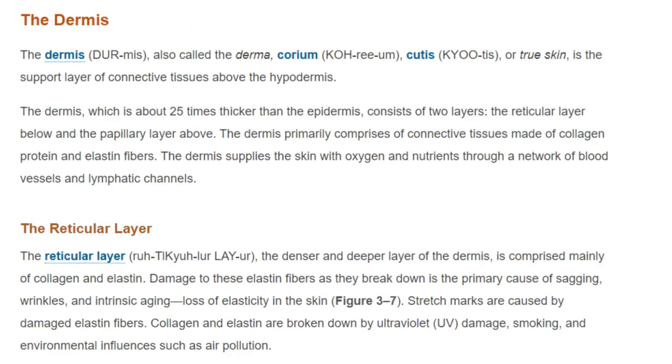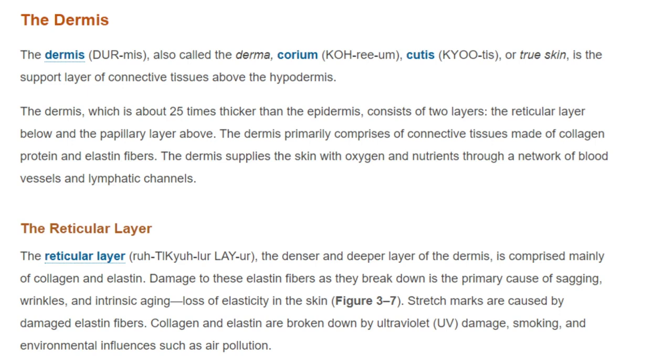The dermis. The dermis, also called the derma, corium, cutis, or true skin, is the support layer of connective tissues above the hypodermis. The dermis, which is about 25 times thicker than the epidermis, consists of 2 layers, the reticular layer below and the papillary layer above. The dermis primarily comprises connective tissues made of collagen protein and elastin fibers. The dermis supplies the skin with oxygen and nutrients through a network of blood vessels and lymphatic channels.